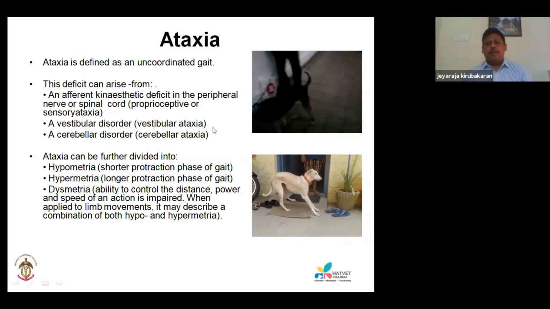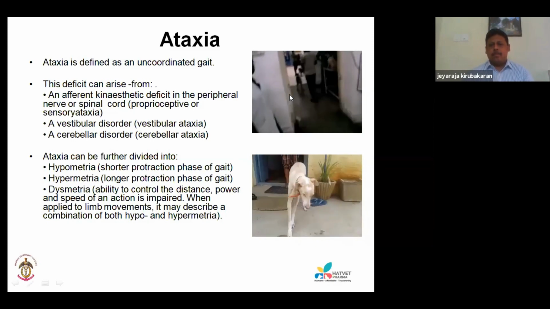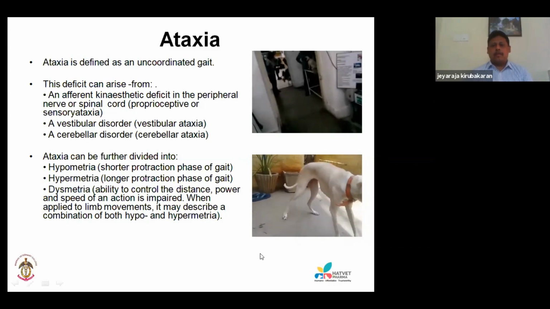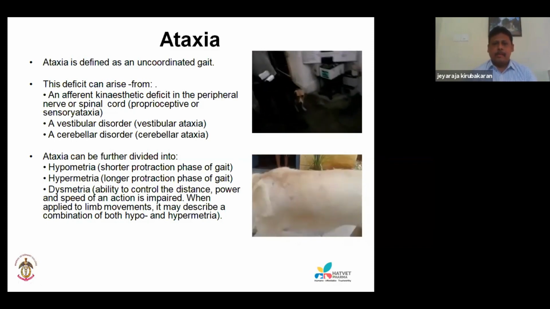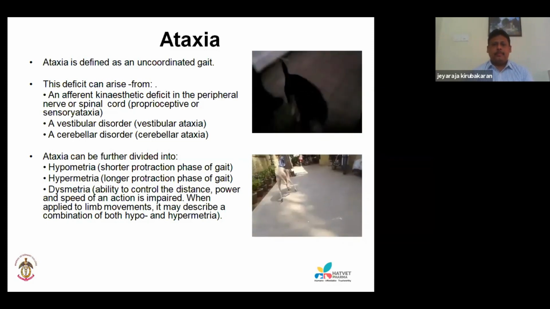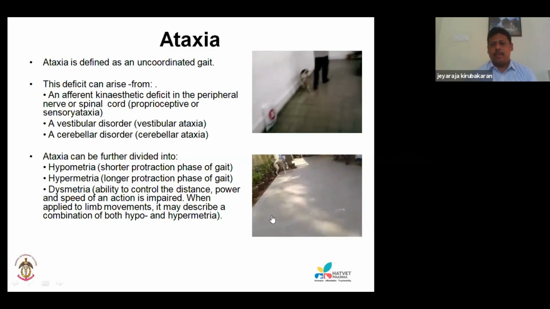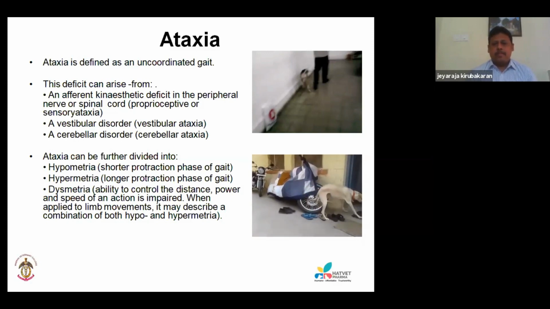Just watch this one. As it goes out, you see how the hind limb is moving. There you can see this. I'll stop this video. Concentrate on this one. You see a shorter protraction phase of the gait. Okay, that is about ataxia.